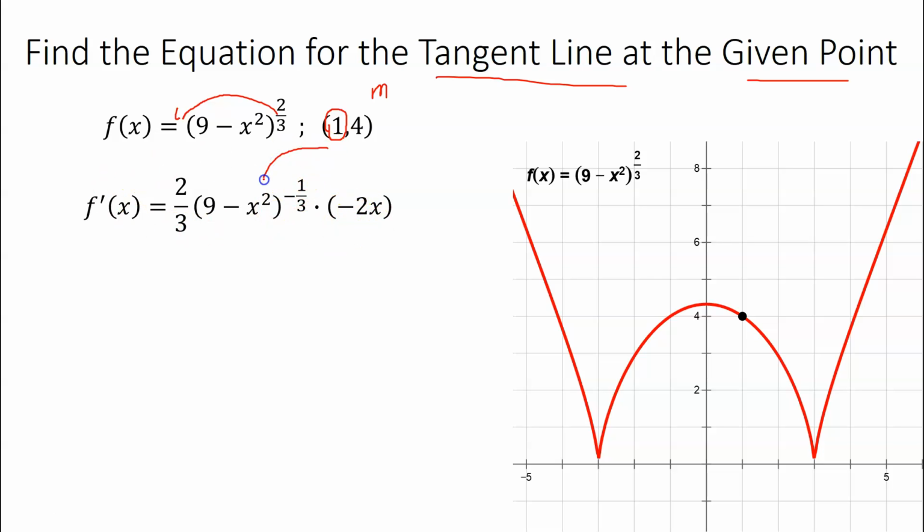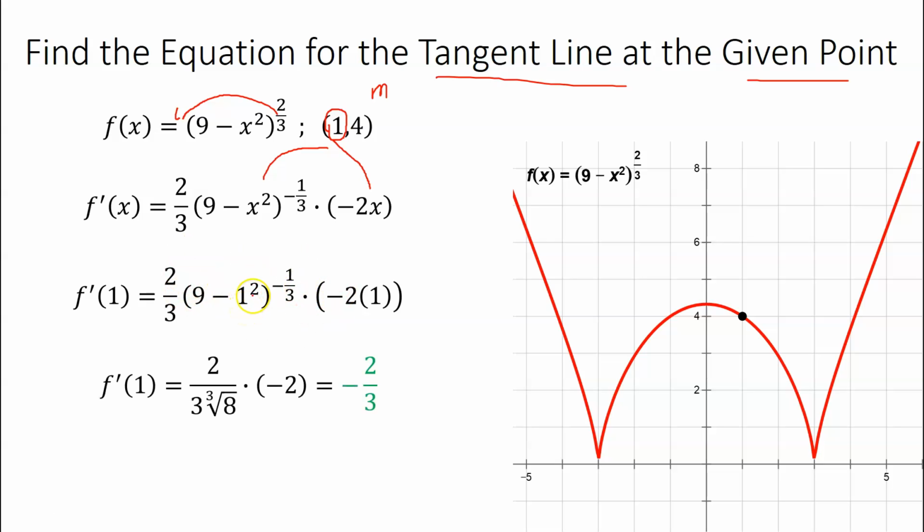I could plug in my 1 now if you want to simplify it, but it doesn't really matter if you do or don't. Plug in your 1, get your specific rate of change at that particular point. So I've got my slope now, negative 2/3. And again, if you want to pause it and try it on your calculator, it should work. You just have to tell it you want the slope at 1.